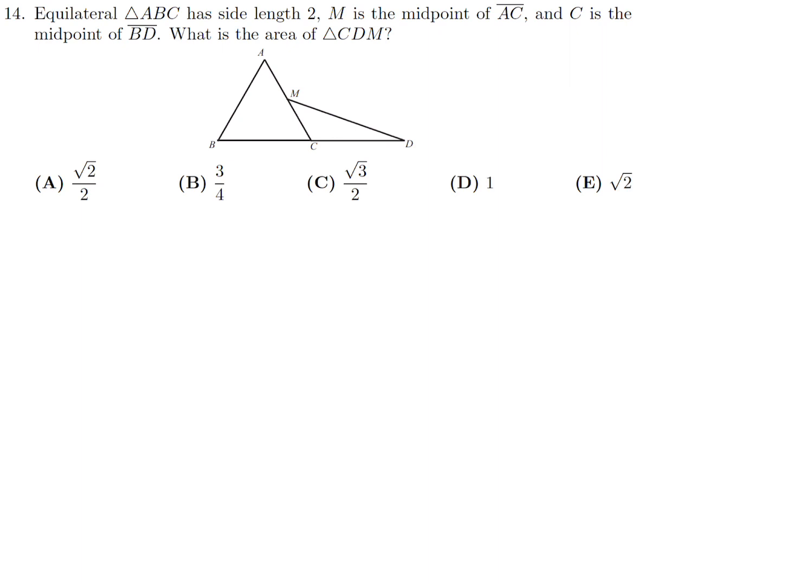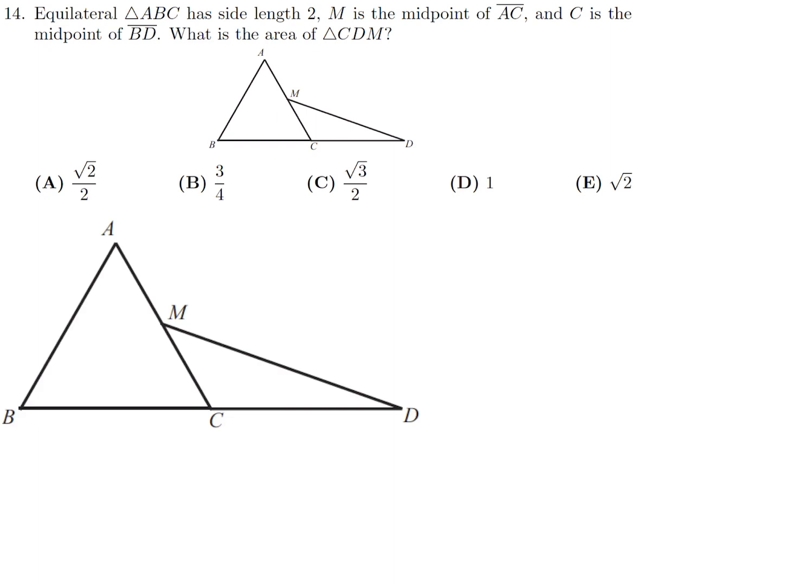Equilateral triangle ABC has side length 2. M is the midpoint of AC, and C is the midpoint of BD. What is the area of CDM? So in this triangle, we'll enlarge it a little bit. And what I'm going to do first is just drop a perpendicular from M down to the bottom like that. Okay? And if you do that, it's helpful to drop another perpendicular down from A all the way to the bottom like that.